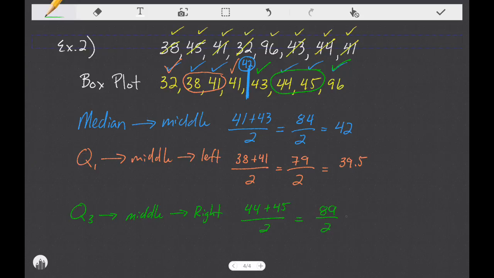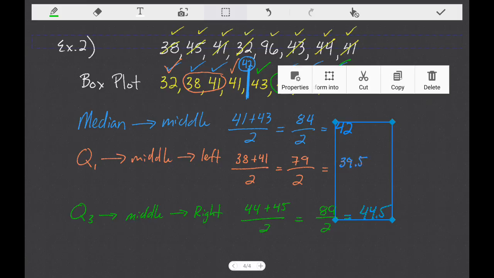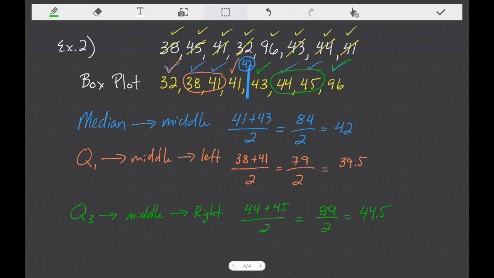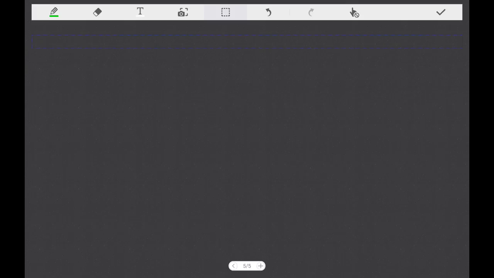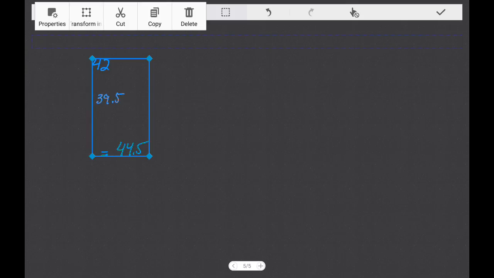And we'll go ahead and divide that by 2. And again, you're going to get 44.5, which again is going to be right in between 44 and 45. So now that I have those, I'm going to go ahead and highlight these here and copy them over. And now that we have those things, I'm going to go ahead and paste this right here real quick.